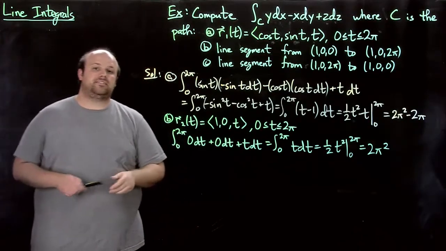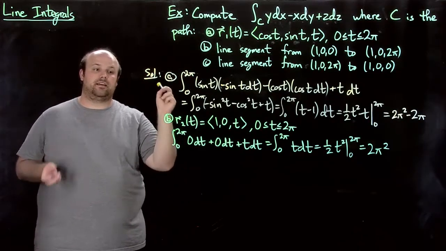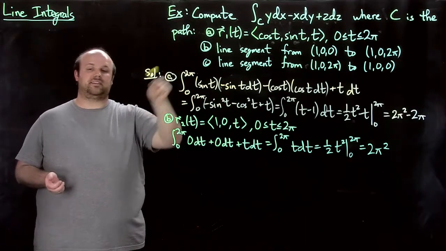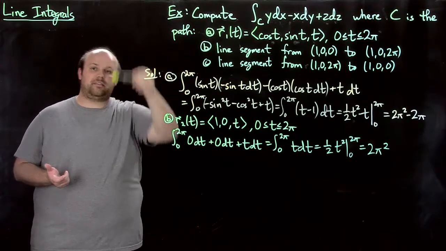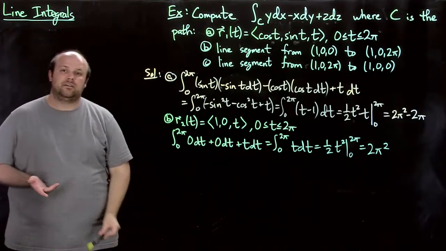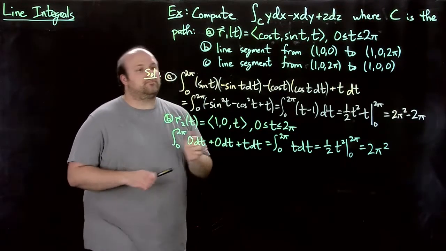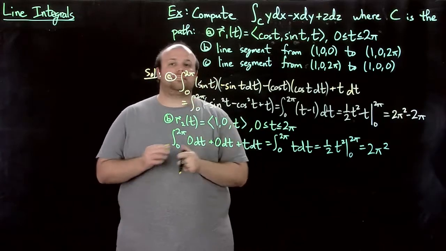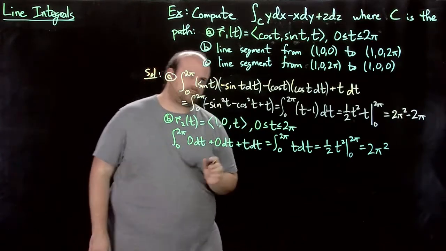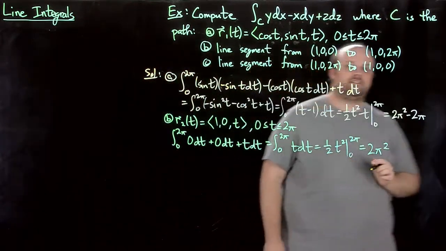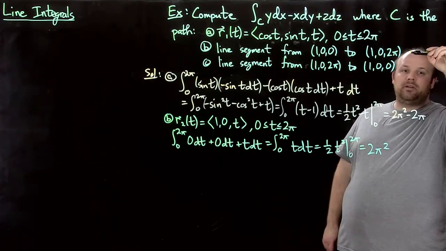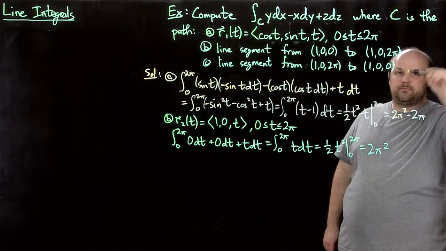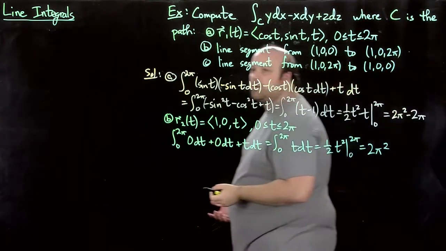So what that means is it's not only the start and the end that matter for these types of line integrals, but the journey also matters. The curve, the path, it also matters. All right, so now let's do part C and see what happens here. Notice in particular that part C is taking the curve we had in part B and going backwards.